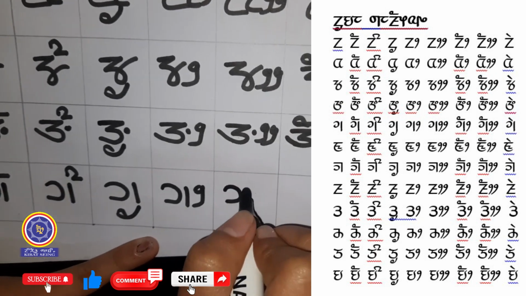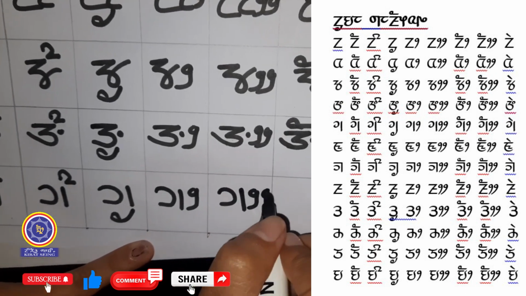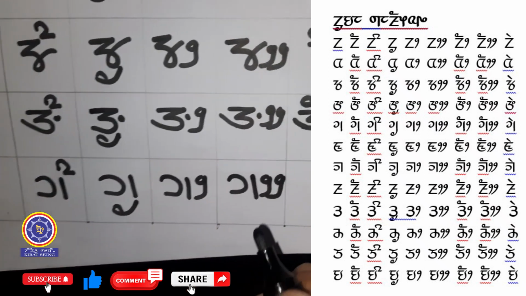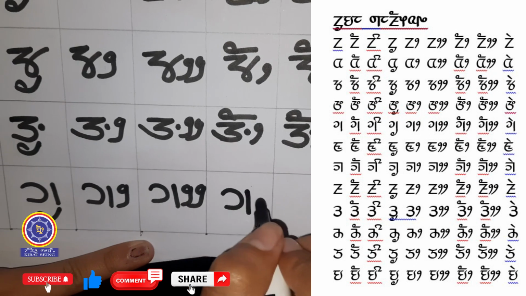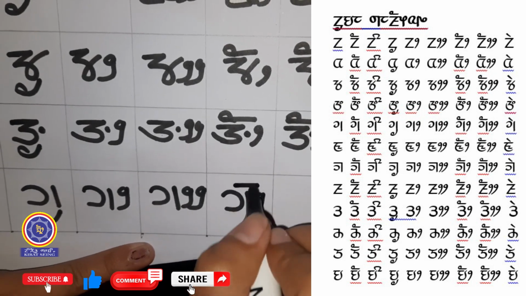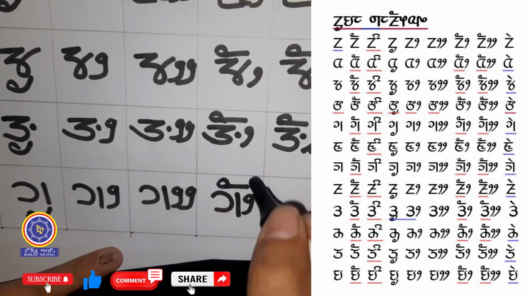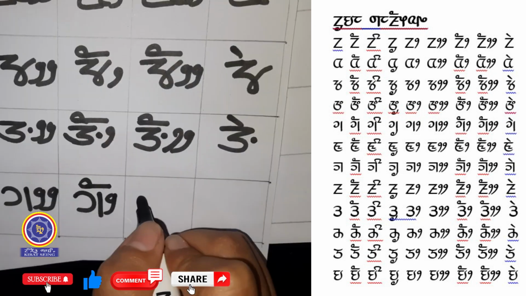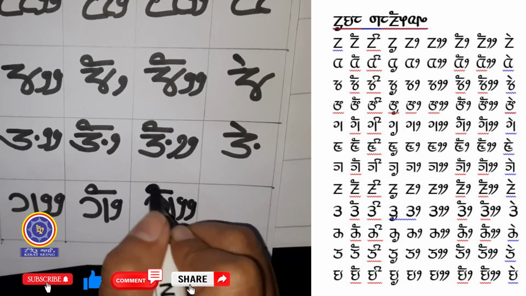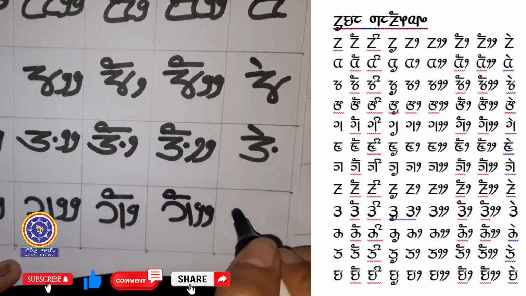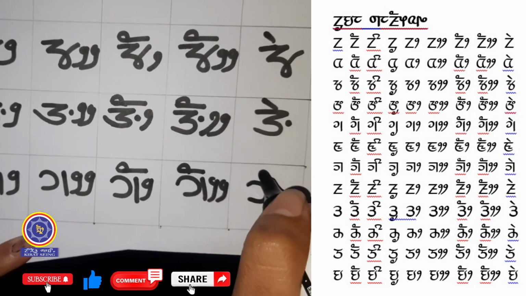And then write Ta and add Ainu, Ta Ainu Tai. And then Ta and add Tummo, Ta Tummo Cho. And the last one, Ta Petate.